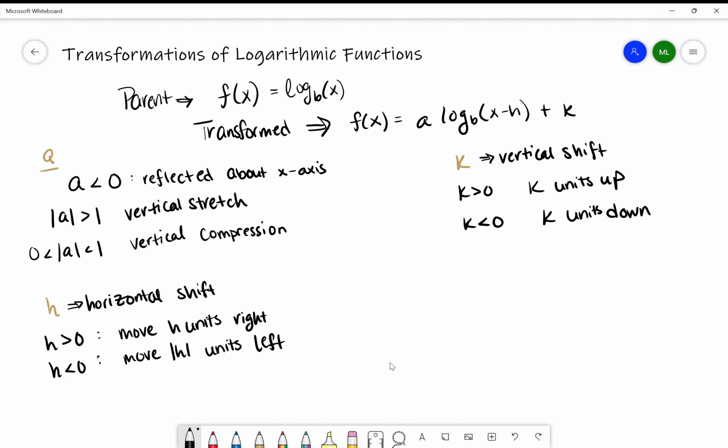Alright, and I hope this helped bring some light to you on the transformations of log functions.